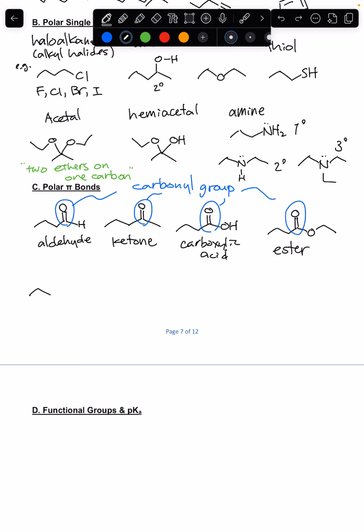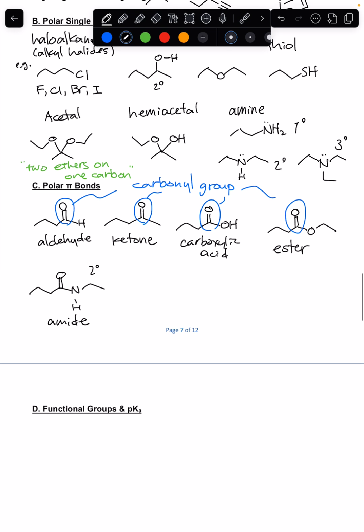Okay, here's another carbonyl compound example. It's an amide. It's kind of like the amine version of ester, okay? And this can come in different varieties. This would be considered a secondary amide because the nitrogen has two carbons on it, whereas if you have something like this, that would be a primary amide, whereas this would be, you might have guessed it, a tertiary amide.